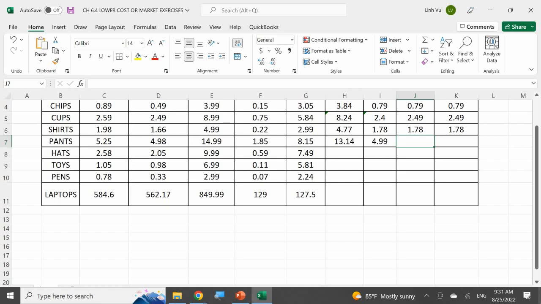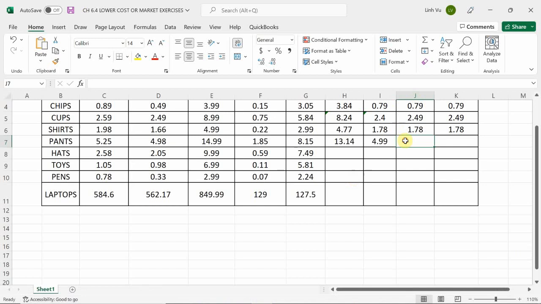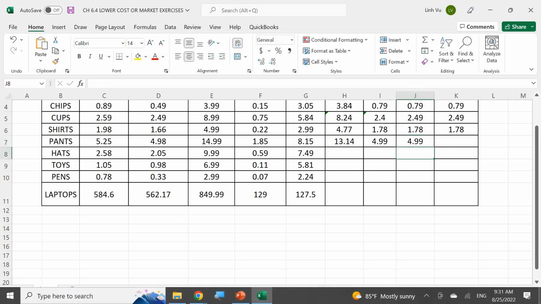Which value is in the middle? $4.99, because your replacement is lower than your floor, right? It's $4.98. So in this case, your market is $4.99. So which one's lower? My original cost at $5.25 or my market at $4.99? $4.99 is lower.